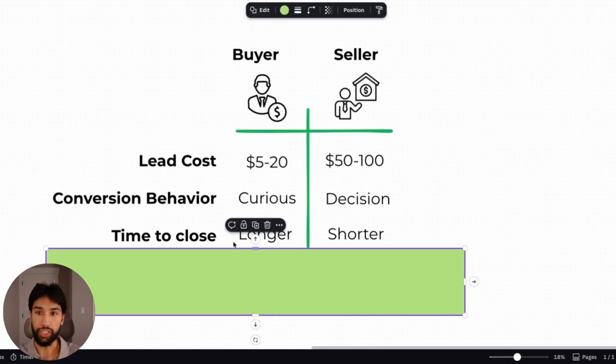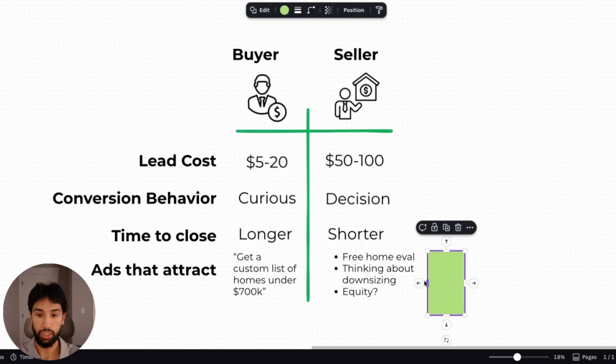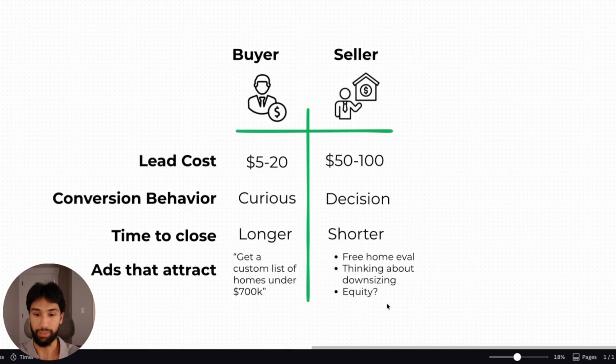In order to attract more serious people, whether on the buyer or seller side, buyer campaigns are usually inventory based, with ads like, get a custom list of homes under 700K. They also attract a lot of low intent clicks, but it's just the way you filter them out. Ads that attract sellers are things like home evaluations, thinking about downsizing, equity, stuff like that. They require a different angle because you're targeting a whole different market. The idea is you want to attract people trying to make a decision. Are they thinking about downsizing?